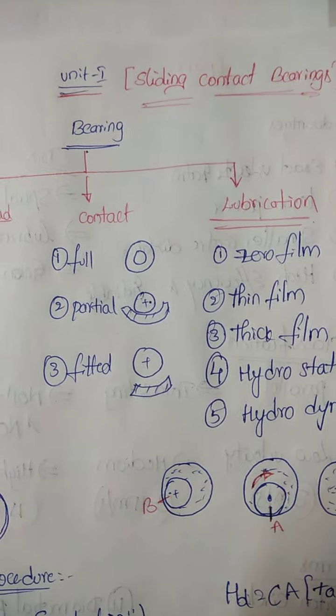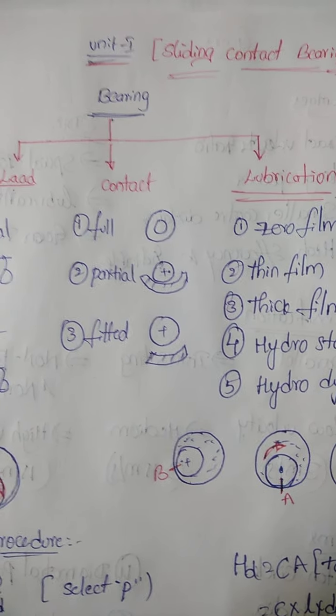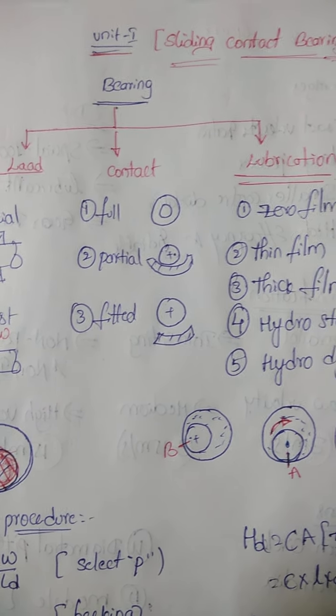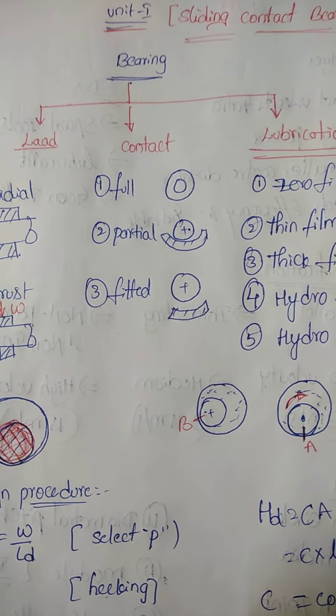Clear to all? This is the revision class. I am going very quickly because I have to complete the total syllabus. That's why I am going very quick. You have to read and follow the previous notes, and once again recall all these things.